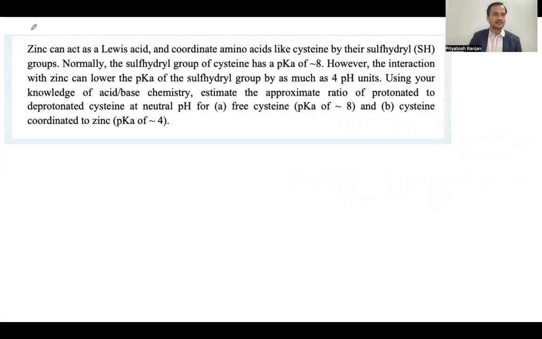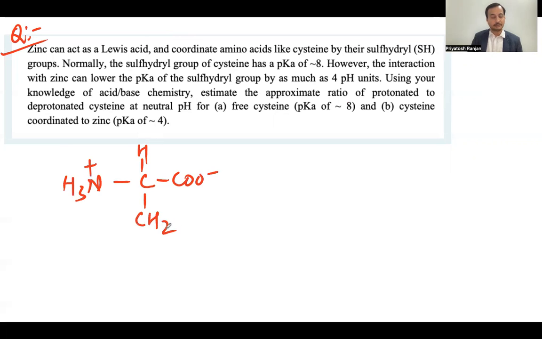The next question is related to the acid-base biochemistry. Very important question. We'll solve it. Zinc can act as a Lewis acid and coordinate amino acids like cysteine by their sulfhydryl groups. Let me draw the structure of the cysteine. So this is the backbone. And then you have the side chain. Remember, the cysteine is a sulfur containing amino acid. So zinc can act as a Lewis acid and coordinate amino acids like cysteine by their sulfhydryl groups.